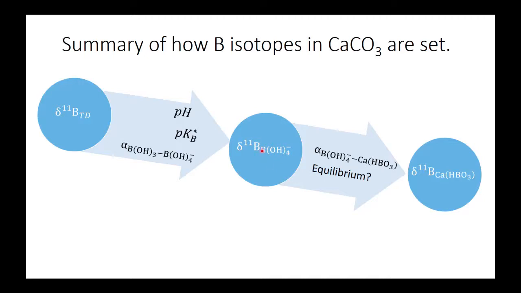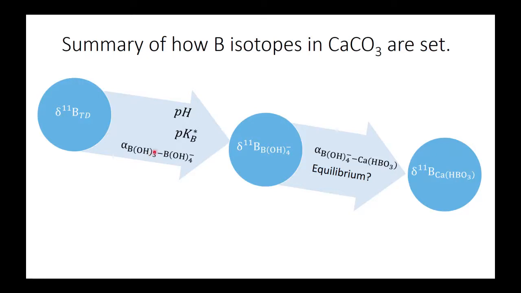Then that boron from the borate ion gets incorporated into calcium carbonate, which will have some fractionation factor, and there will also be this problem of, is this really in equilibrium? Because that boron has to get through some cell, diffuse through the animal, and then be deposited as calcium carbonate. Additionally, the value of the equilibrium constant, because it's an equilibrium constant of a chemical reaction, will be temperature dependent, as will the fractionation factor.